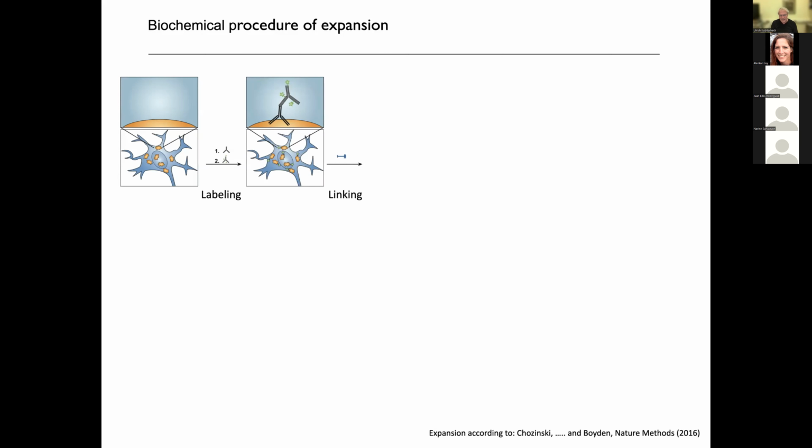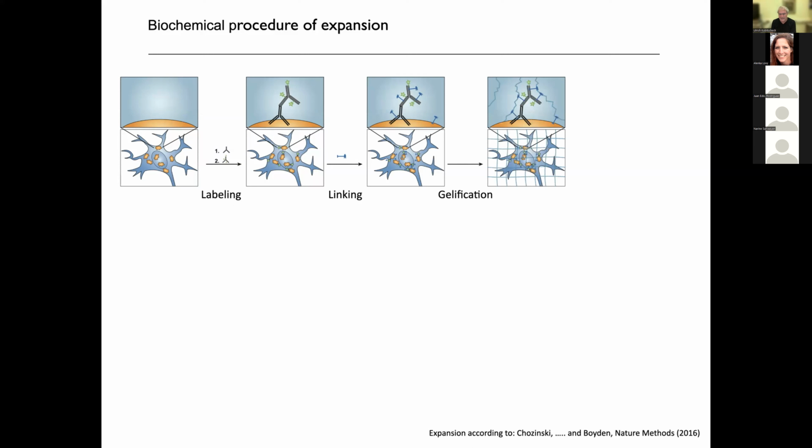In the next step, we do a chemical linking. Here we add a bifunctional linker that on the one hand attaches to protein residues in our sample, and that on the other hand allows to attach it to a gel structure, which we add in the next step. Here we actually form typically a polyacrylamide gel within our sample, and that means that we rigidify the complete preparation.